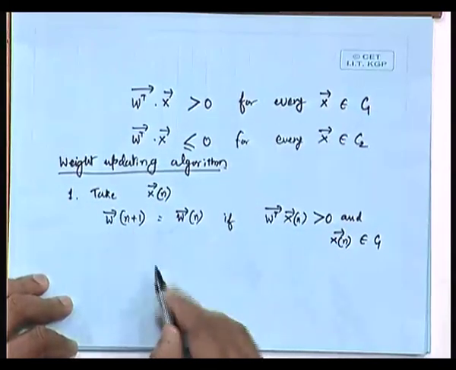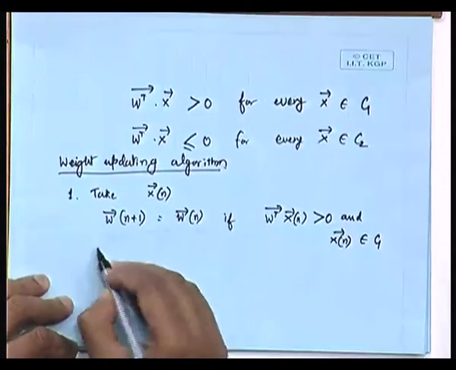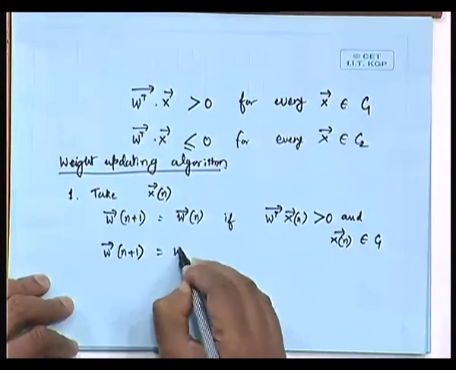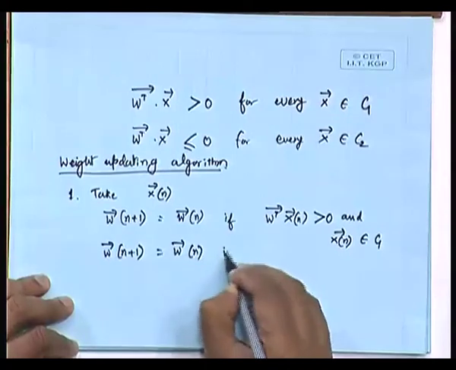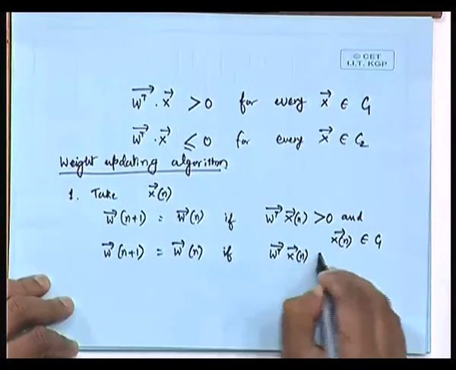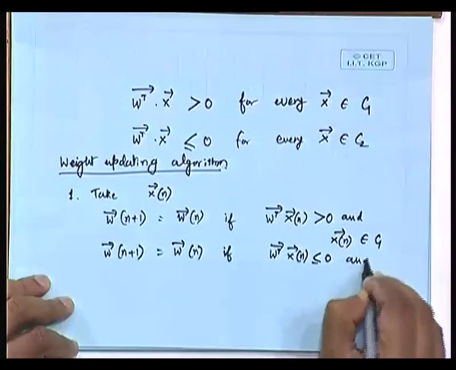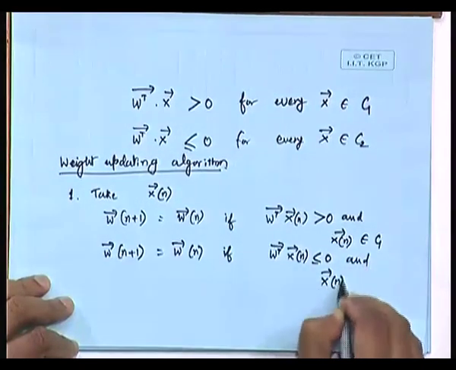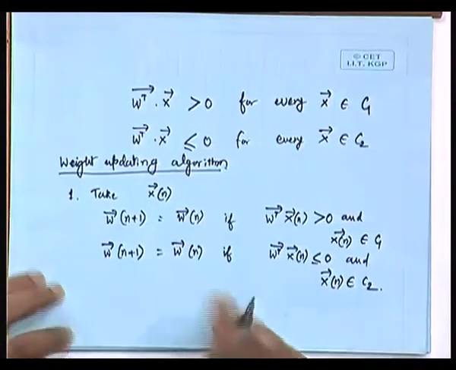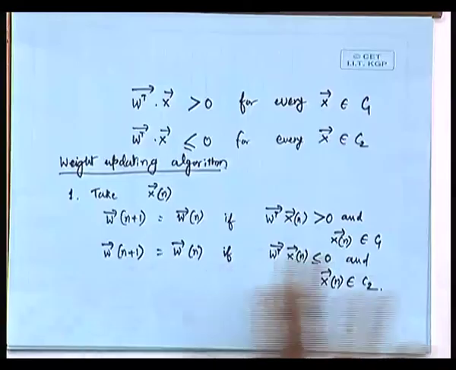So, we should have Wn plus 1 equal to Wn, and likewise we should have Wn plus 1 equal to Wn if W transpose xn is less than or equal to 0 and xn belonging to class C2. That is very correct. So, these are the cases when correct classification is done, and very rightly we do not update the weight, we keep the weights the same.